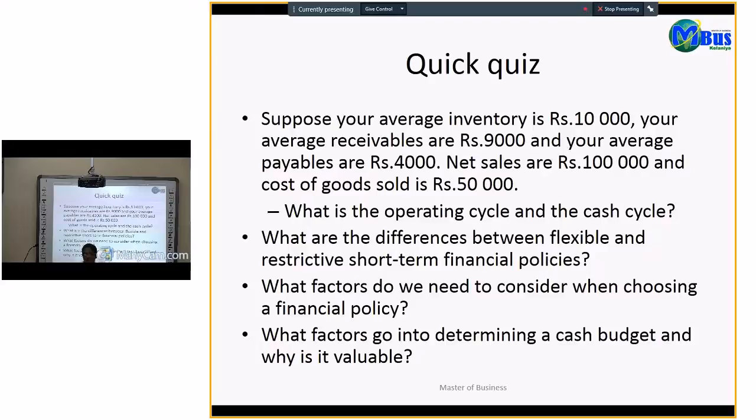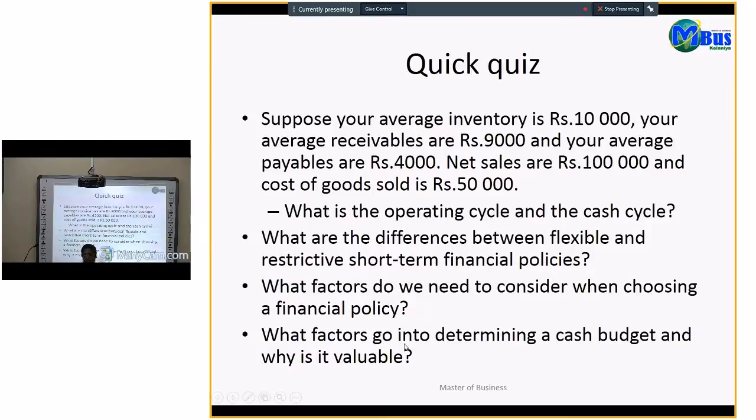Quick quiz. There are some questions also down there. Some details are given for you. You need to find out the operating cycle and the cash cycle, right? What are the differences between flexible and restrictive financial policies, right? We discussed that. What factors do we need to consider when choosing a financial policy, right? Maturity, hedging, interest, we have to compare, right? So those are the things we have discussed.